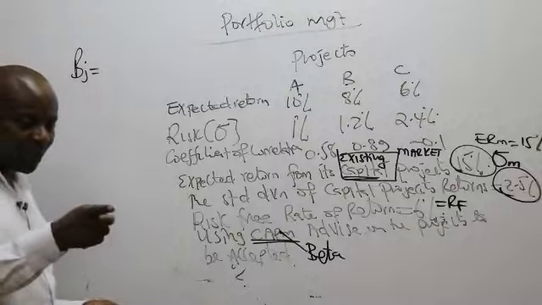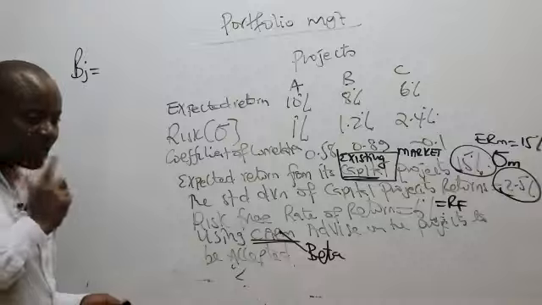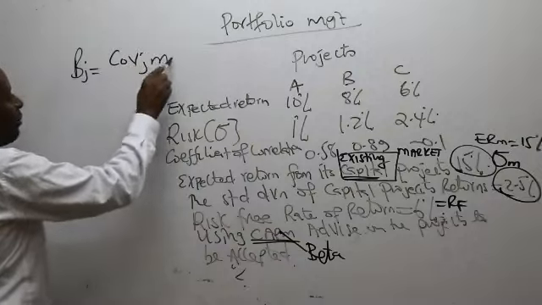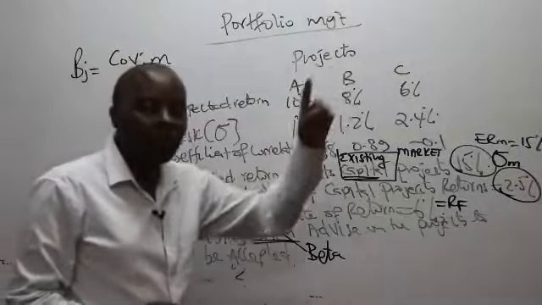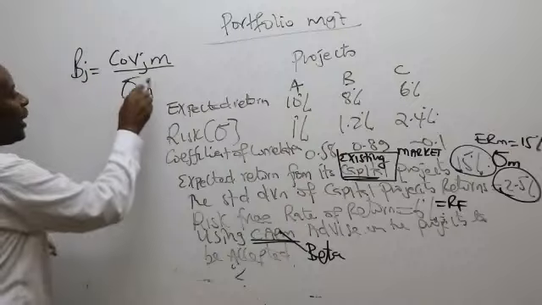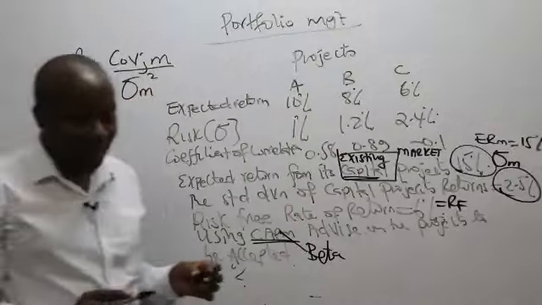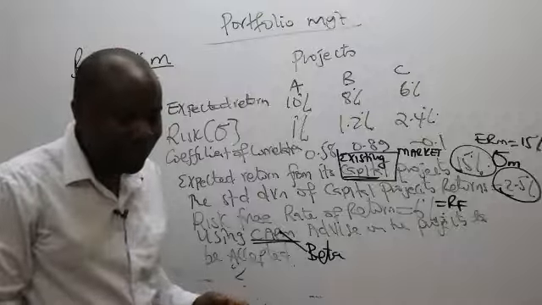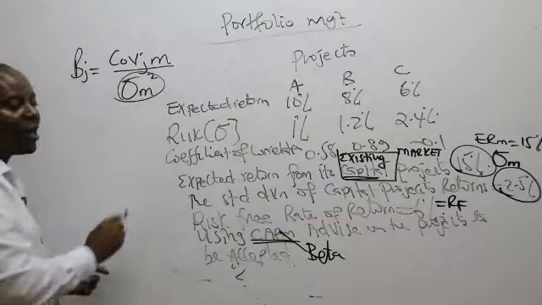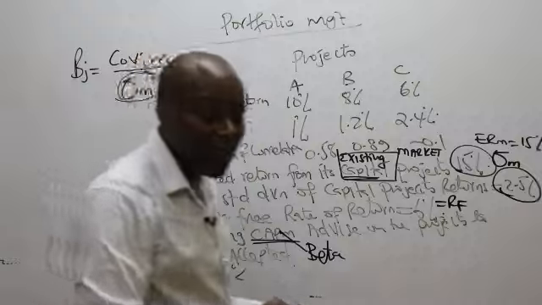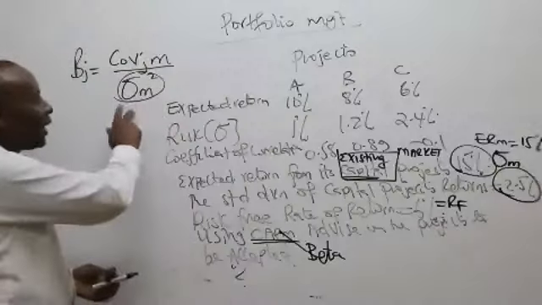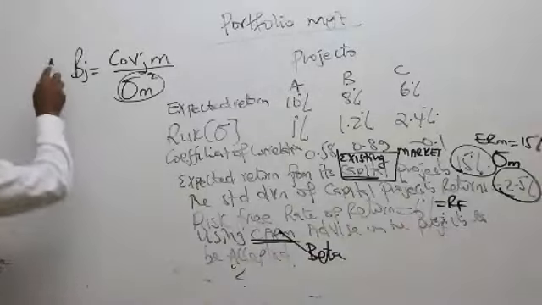Although Bernard, there is something you're losing out there. Remember, it is supposed to be beta J equals the covariance between J and M, because you're relating this particular product with the market, divided by the standard deviation of the market squared. Remember, when you square a standard deviation, you are basically getting the variance of the market. Thank you very much. So this is formula number one of getting beta J.